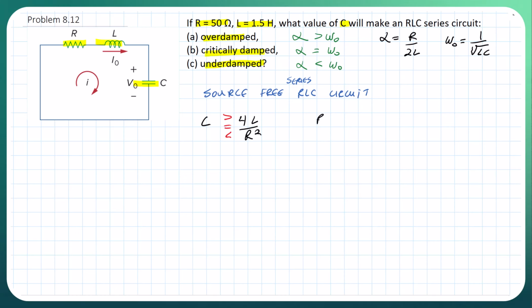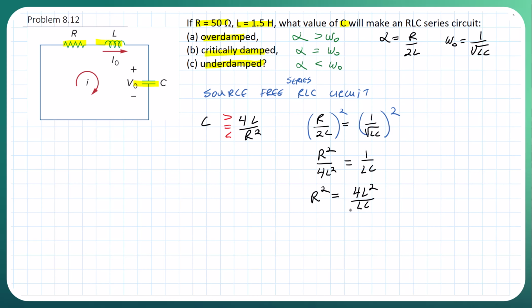we can say that our alpha, R over 2L, is equal to our omega naught, which is 1 over the square root of LC. We can square both sides. If we square both sides here, we get R squared over 4L squared equals 1 over LC. Rearrange, we get R squared equals 4L squared over LC.